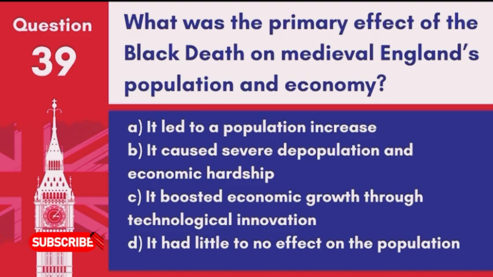Question 39. What was the primary effect of the Black Death on medieval England's population and economy? A. It led to a population increase. B. It caused severe depopulation and economic hardship. C. It boosted economic growth through technological innovation. D. It had little to no effect on the population. Answer: B. It caused severe depopulation and economic hardship.